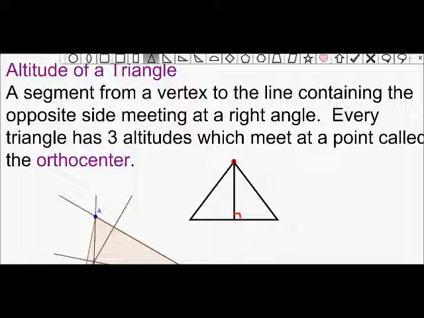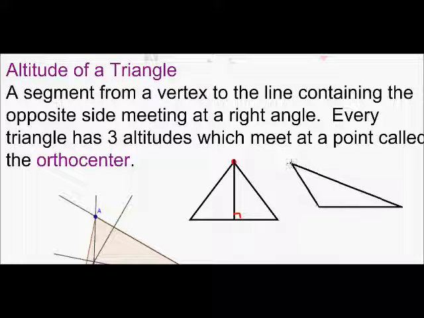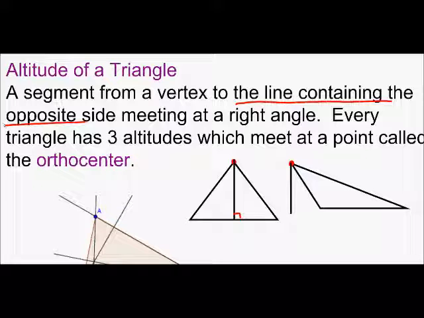Sometimes though, an altitude will be outside of a triangle, like right here. If I try to connect this vertex to the opposite side inside the triangle, it's not going to be a right angle. So I'm actually going to have to draw that altitude outside. And that's why this says not the opposite side, but the line containing the opposite side. So that would be like right there. This is the altitude.